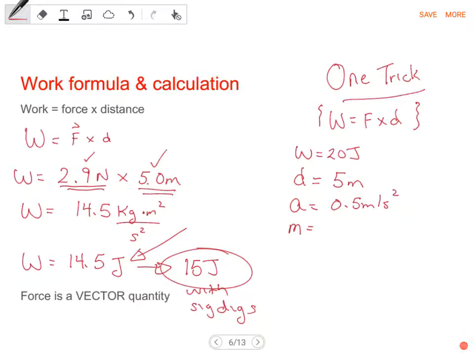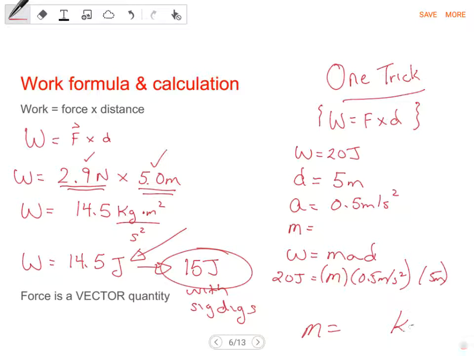But what you're going to have to do then is take that formula and remember that that force can be separated into mass times acceleration times displacement. You could sub in your values now. 20 joules equals, there's m that we want to find. Our acceleration is 0.5 meters per second squared, and our displacement is 5 meters. And you can go from there and solve the question, and you'll solve that into kilograms.